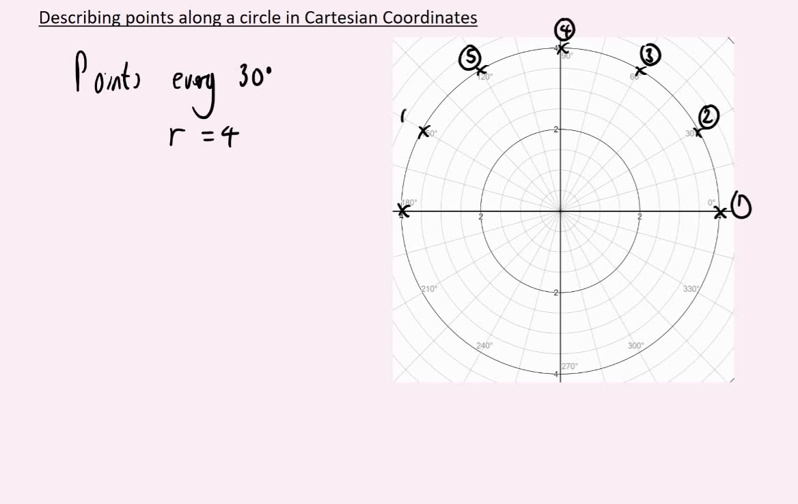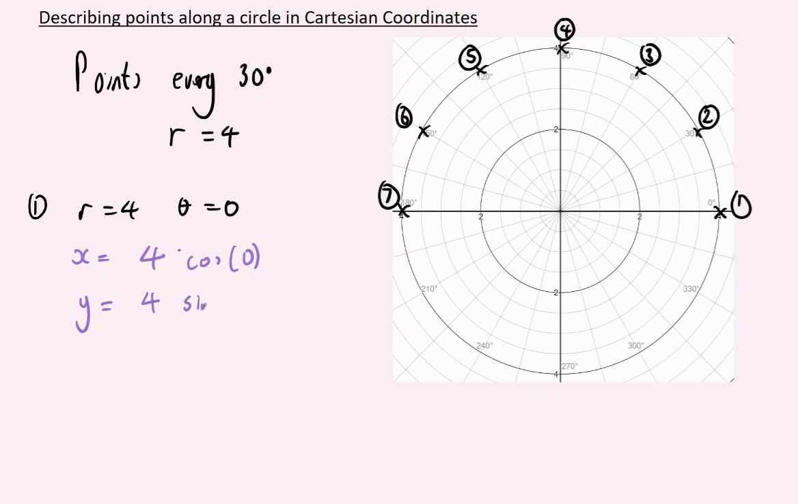So I know for the first coordinate, radius is 4, and my angle is 0. So that means x would be 4 cos of 0, and y would be 4 sine of 0. You work those both out, you get x equals 4, y equals 0, which is obviously true because it's down there. Then for the second point, we know radius is still 4, and now the angle is 30 degrees. And we do the exact same thing.